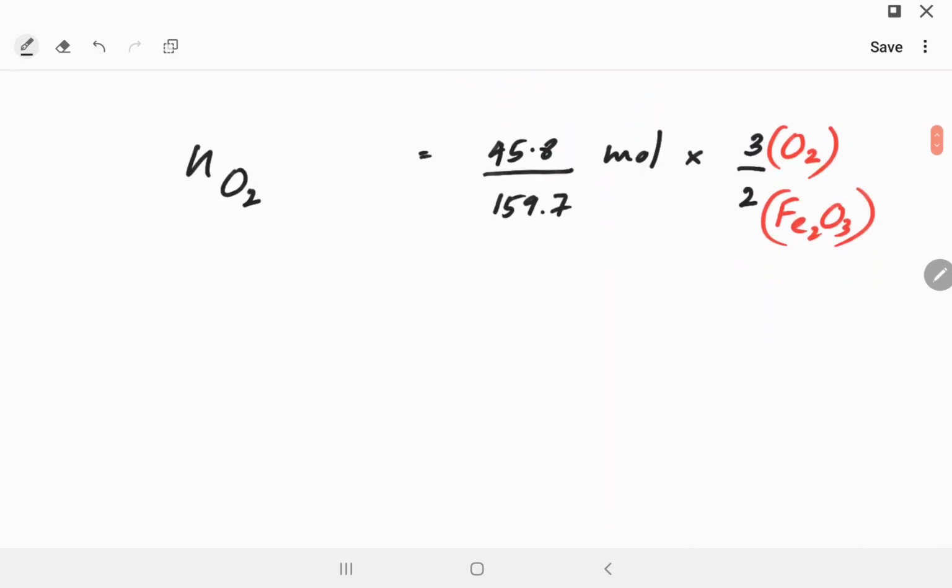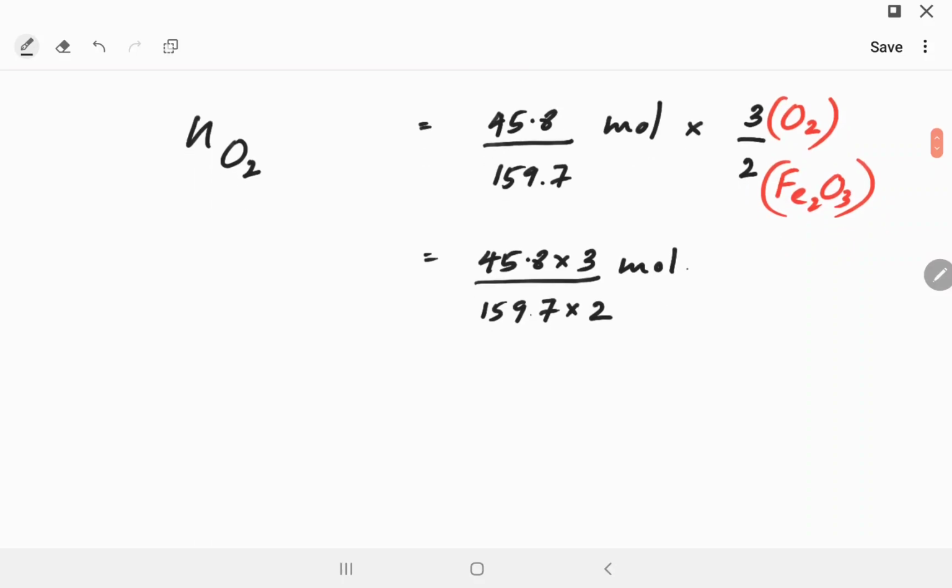All right. So what we have here is 45.8 times 3 divided by 159.7 times 2 moles. Well done. So this is the moles of oxygen, guys.